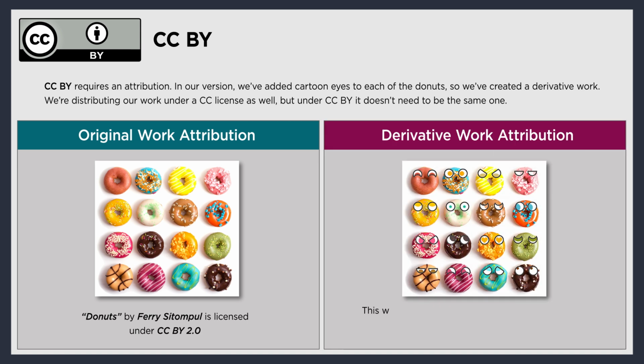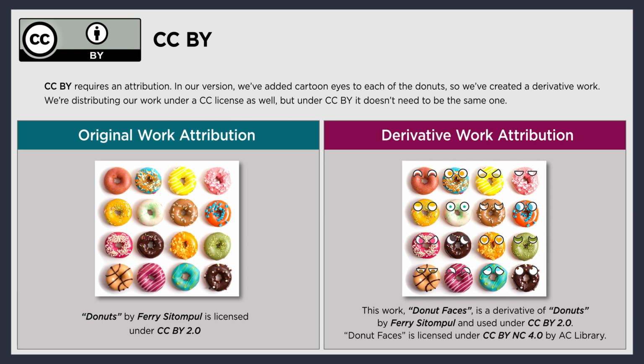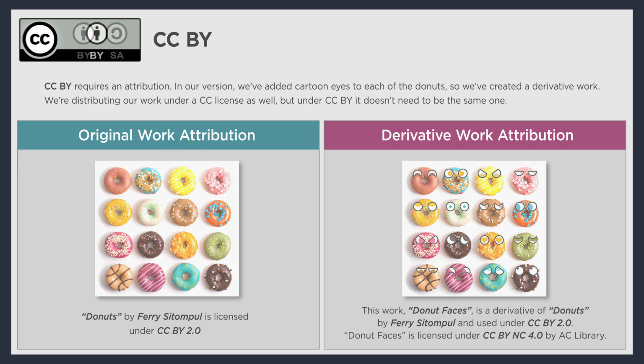Derivative work attribution: This work, Donut Faces, is a derivative of Donuts by Ferry Satampal and used under CC BY 2.0. Donut Faces is licensed under CC BY-NC 4.0 by AC Library.